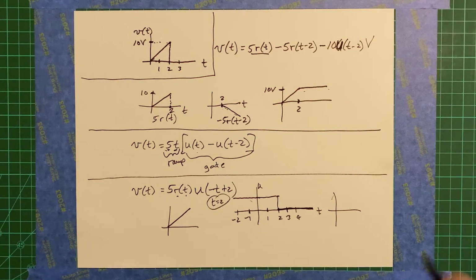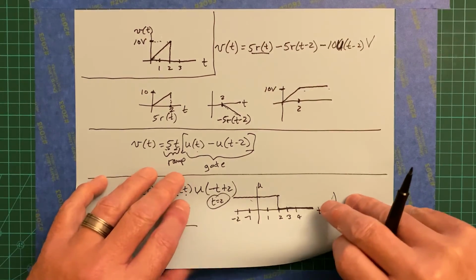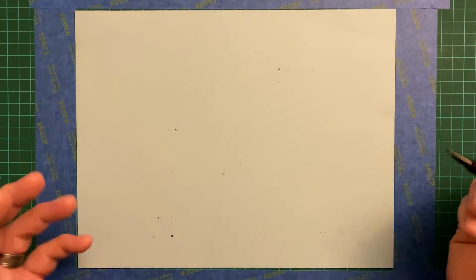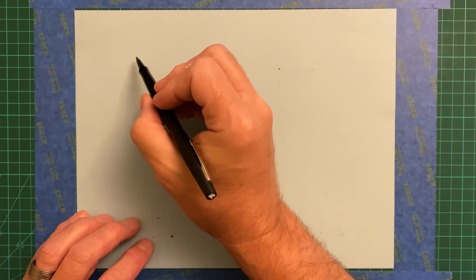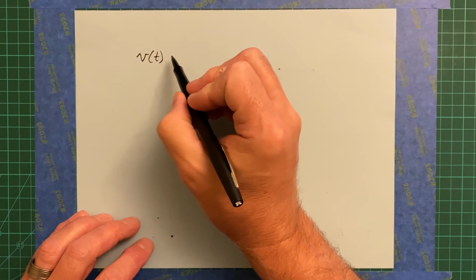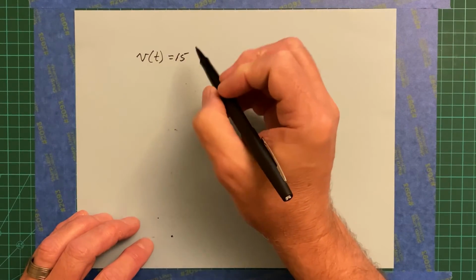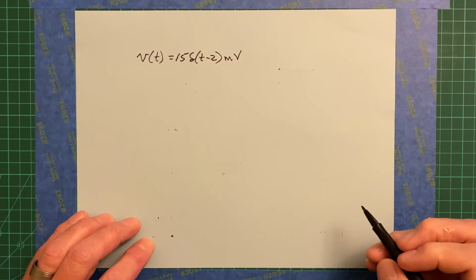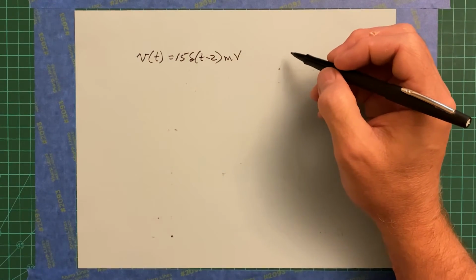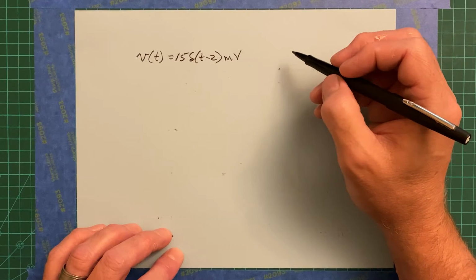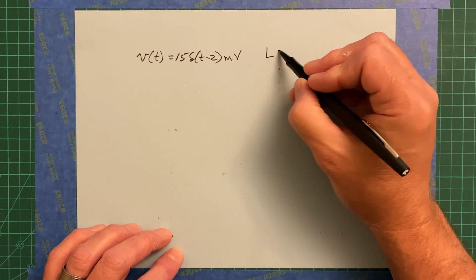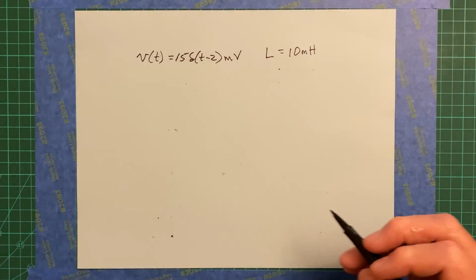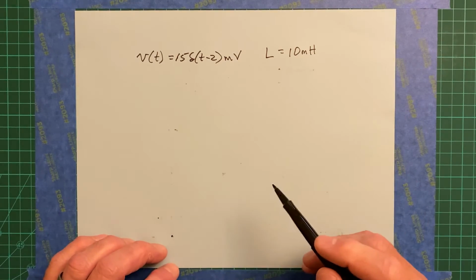And you're probably going to discover that these things pop up from time to time as we go through some of our problems later on. Let's do one more. Let's say we've got V of t, and V of t is 15 delta of t minus 2 millivolts. And this is for an inductor. Let's say this is the voltage across an inductor. In fact, the inductor has an inductance of 10 millihenries. We're going to assume the passive sign convention here, so we don't have to worry about sign.